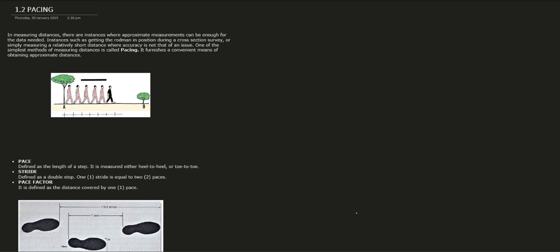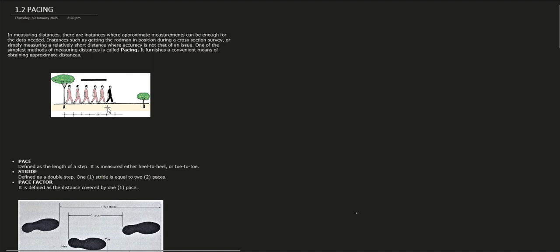Ang unang topic natin sa engineering surveys or fundamentals of surveying na merong solving ay itong pacing. So, sa surveying, ano nga ba itong pacing? Saan siya ginagamit? Yung pacing, ginagamit siya in measuring distances. There are instances where approximate measurements can be enough for the data needed, such as getting the rod in position during a cross-section survey or simply measuring a relatively short distance where accuracy is not that of an issue.